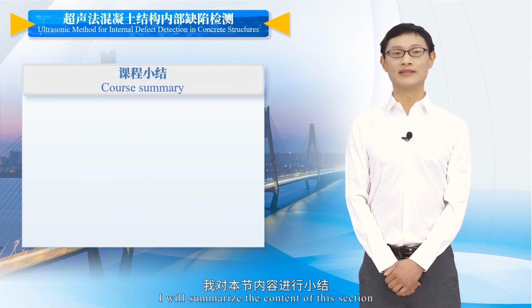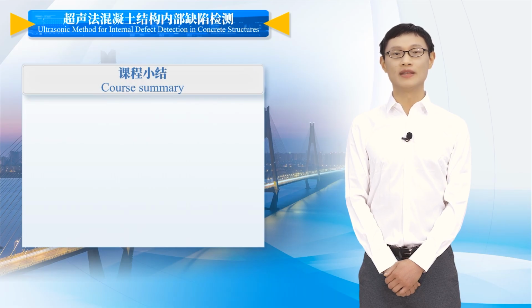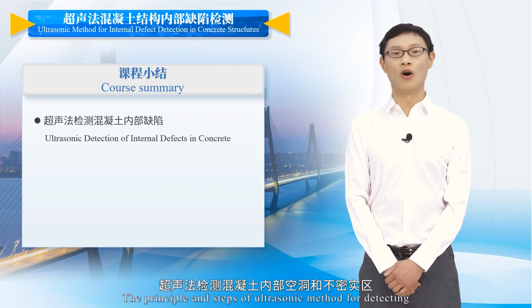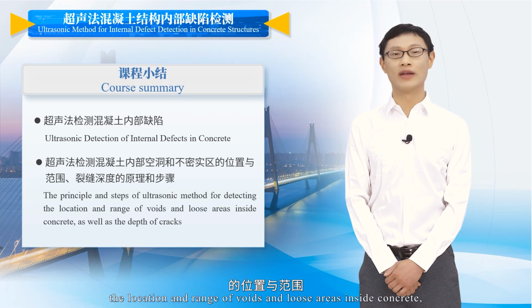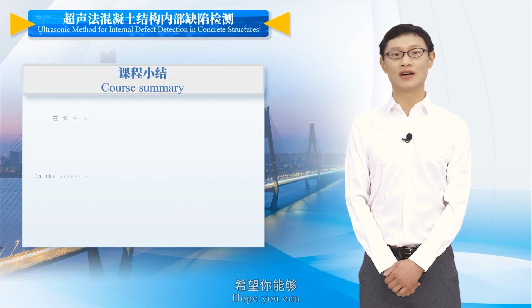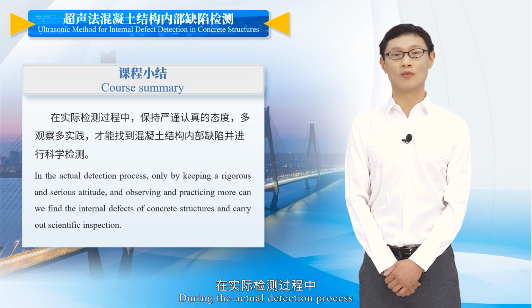In the end, I will summarize the content of this section. In this lesson, we have focused on learning the ultrasonic method for testing internal defects in concrete, and respectively mastered the principle and steps of the ultrasonic method for detecting the location and range of voids and loose areas inside concrete, as well as the depth of cracks. Through the learning in this lesson, I hope that during actual detection you maintain a rigorous and serious attitude, observe and practice more, to locate internal defects in concrete structures and conduct scientific testing.